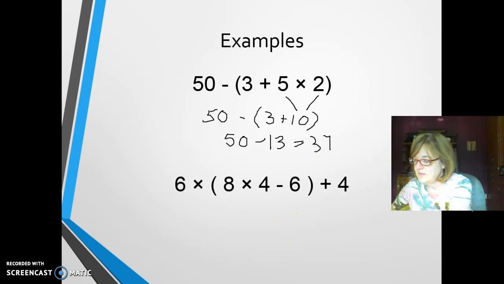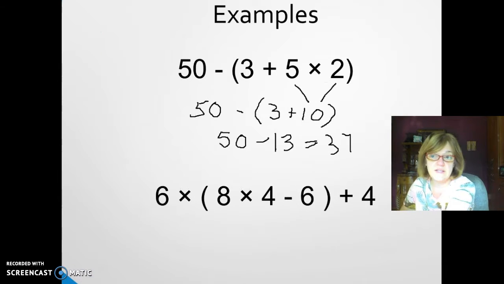Now, if you didn't understand that, do not fret. Pause. No fretting allowed. Pausing is allowed.